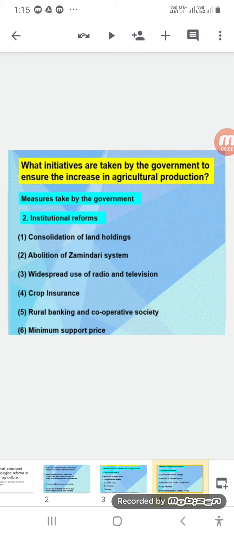the lands. As we see, we have KCC, Kisan Credit Card, where loans were given to the farmers at a low interest rate. Also, minimum support price. What is minimum support price? For example, a farmer is cultivating wheat or rice in the field. Due to some natural calamity, or any other sort of calamity, he is having a loss in agriculture.